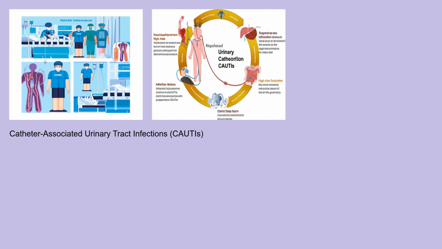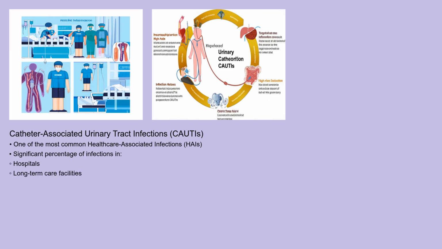CAUTIs are one of the most common types of healthcare-associated infections. They account for a significant percentage of infections acquired in hospitals, long-term care facilities, and even at home. Millions of people undergo urinary catheterization each year, and a substantial portion develop CAUTIs. The prevalence of CAUTIs varies depending on factors such as the setting of care, the duration of catheterization, and patient characteristics. Understanding the epidemiology helps inform infection control strategies and target prevention efforts to high-risk populations.